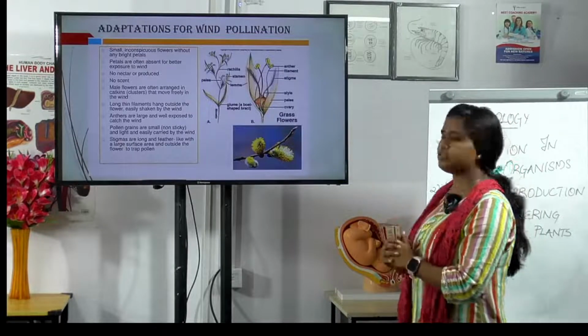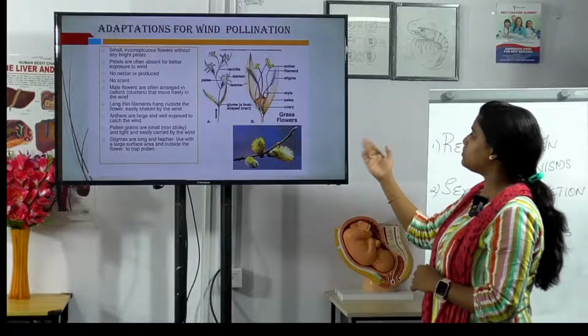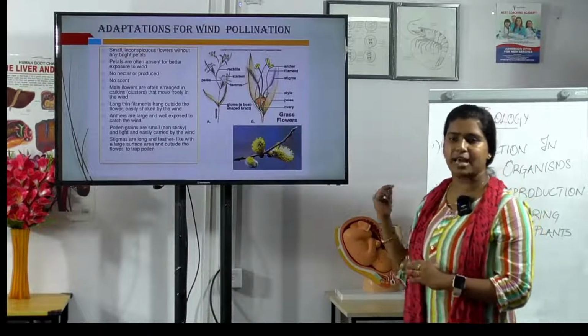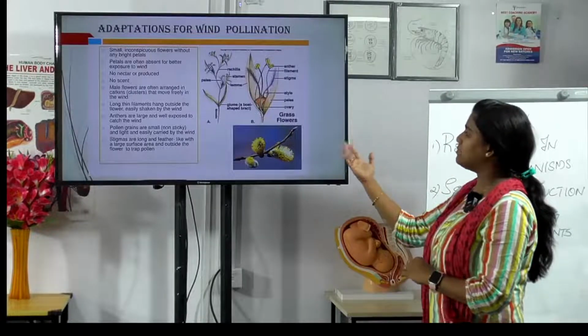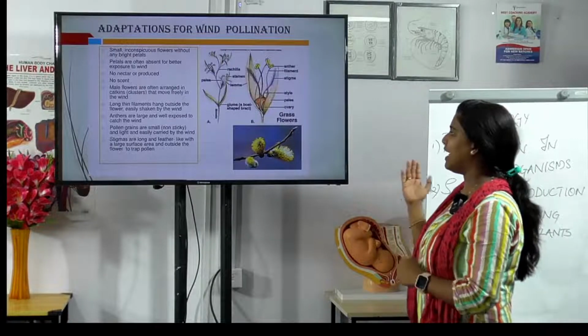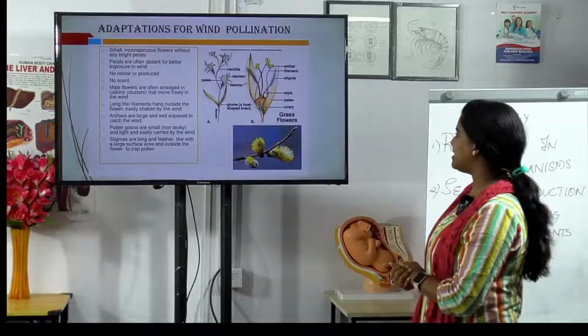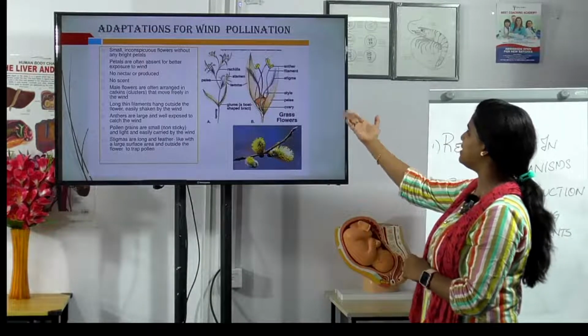And then the pollen grains are small, non-sticky and light, and easily carried by the wind. And the stigmas are very long and feather-like, with a large surface area, and outside the flower at the top to trap pollen. This is the structure of a plant for wind pollination.